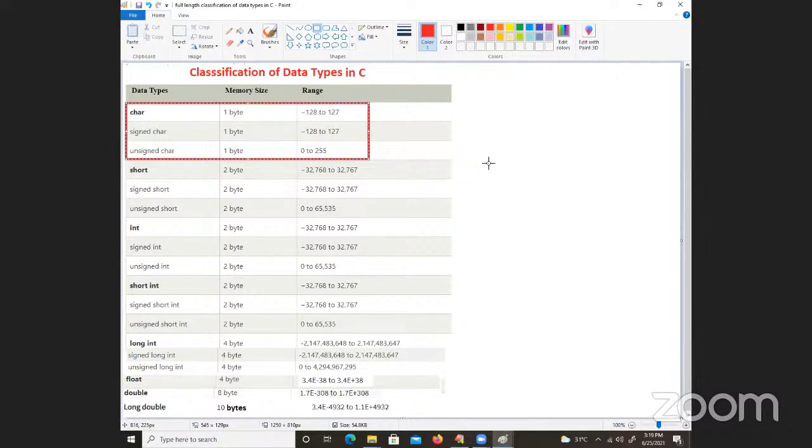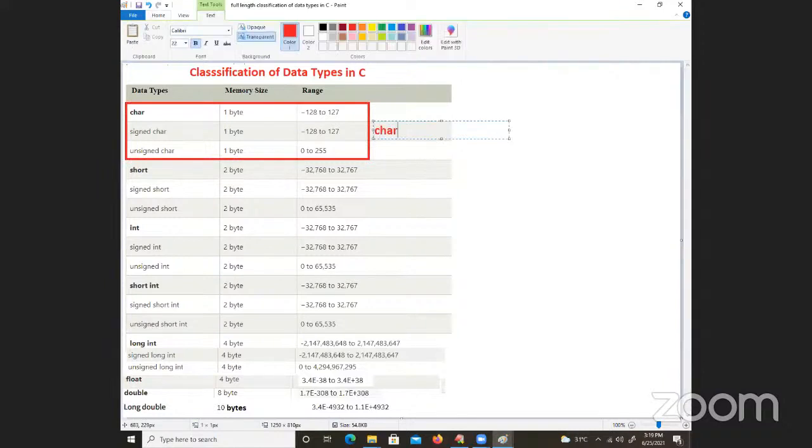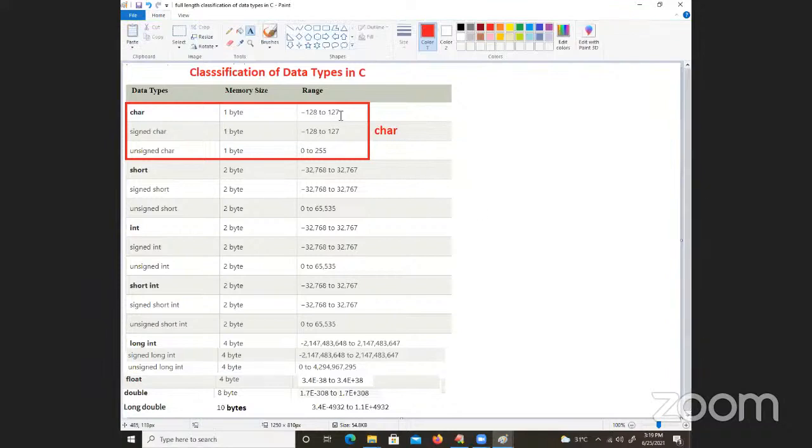This entire thing comes under what data type, ma'am? Char data type. Very perfect. This is called char data type. Okay, nice. Next, sir, we will go for one more data type.